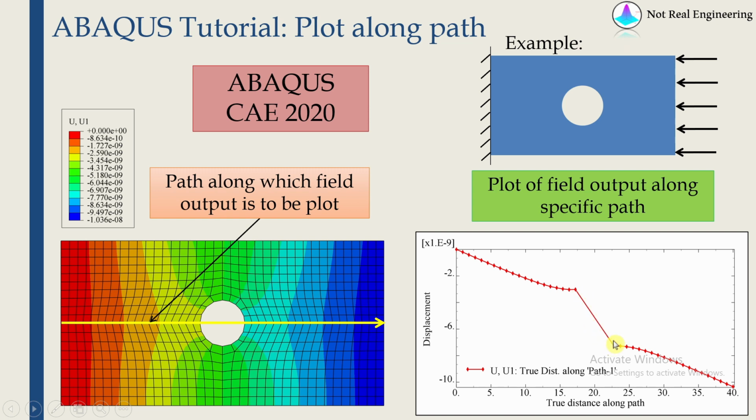Suddenly there is a jump. This is because of this hole. And again, displacement will keep increasing. And this displacement over here is around minus 10 into 10 raised to minus 9, which is the maximum displacement over here, which is shown over here in blue color. So we can do this for any field output. And in this video, we are going to see how to do that. Let's start with Abaqus CAE.